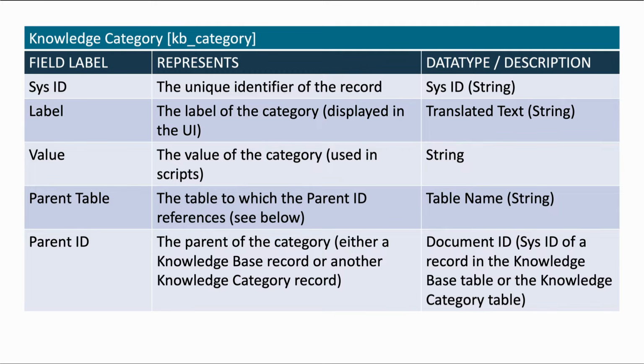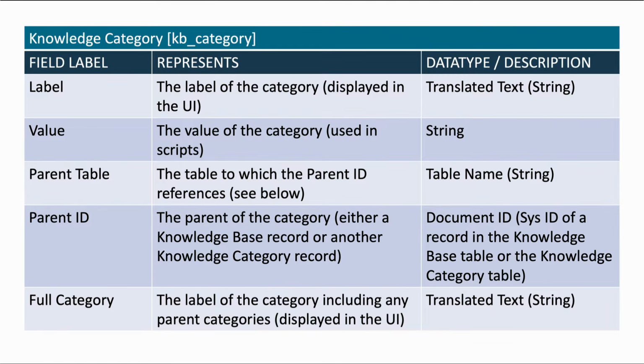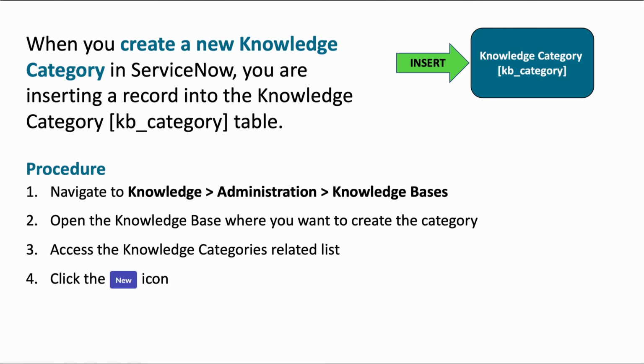It's a reference that stores the sys-ID of the category's parent record in the parent table. And then finally, the full category field, which stores what you can think of as the fully qualified label of the category, including any parent categories. So when we create a knowledge category in ServiceNow, what we're really doing is populating these attributes and inserting a record into the knowledge category table.